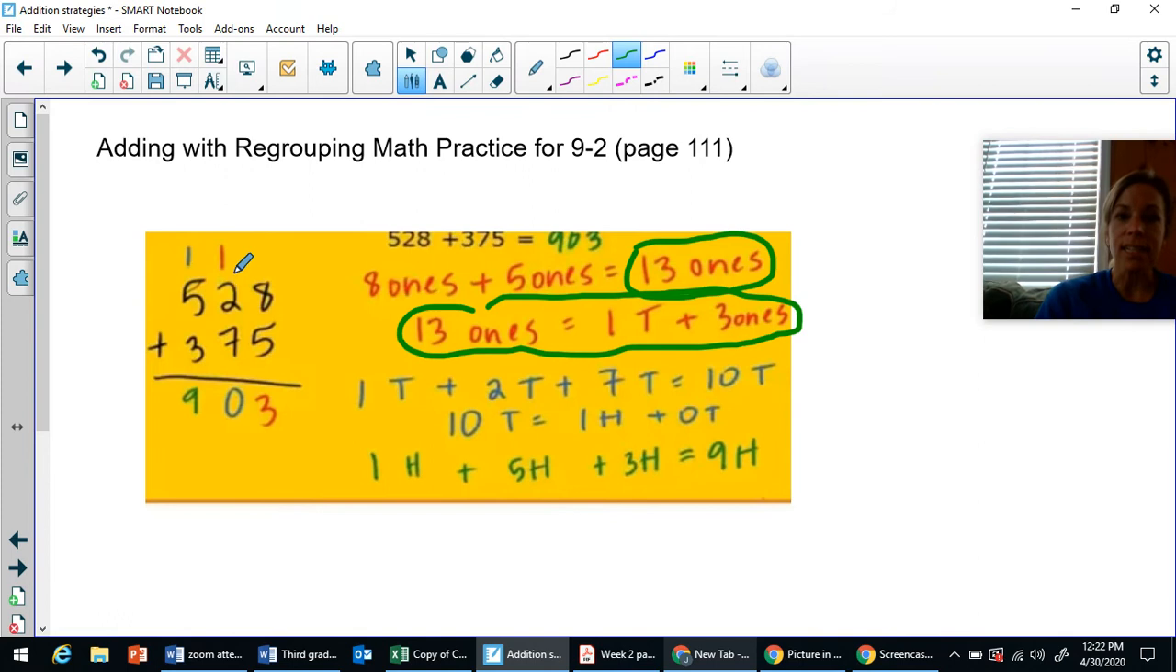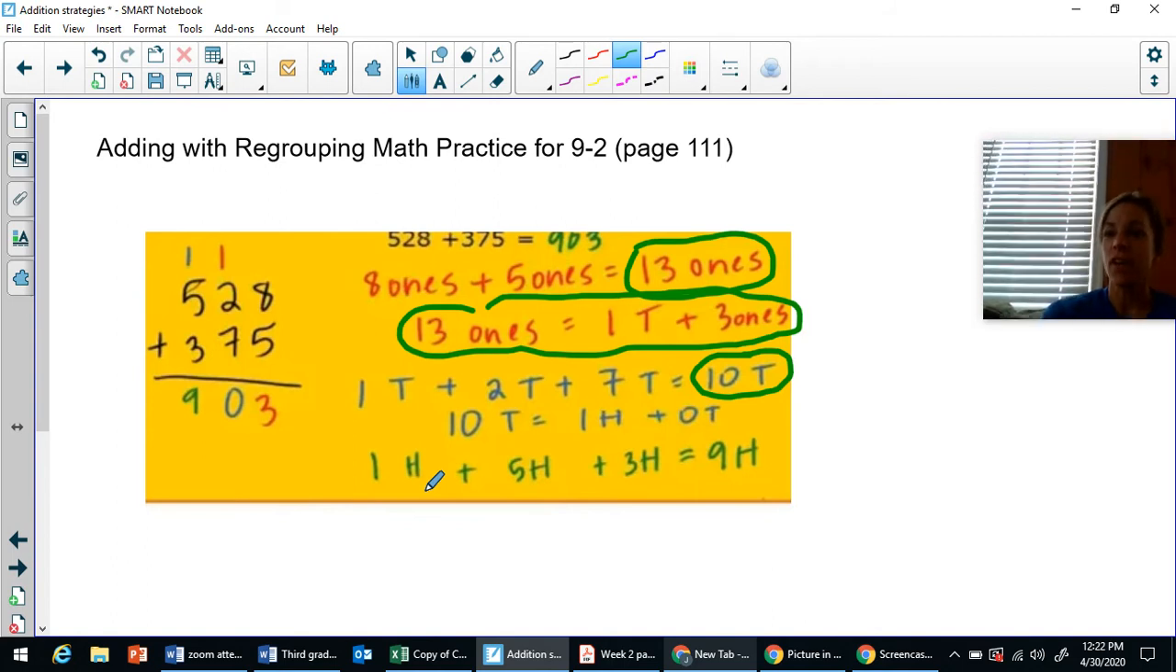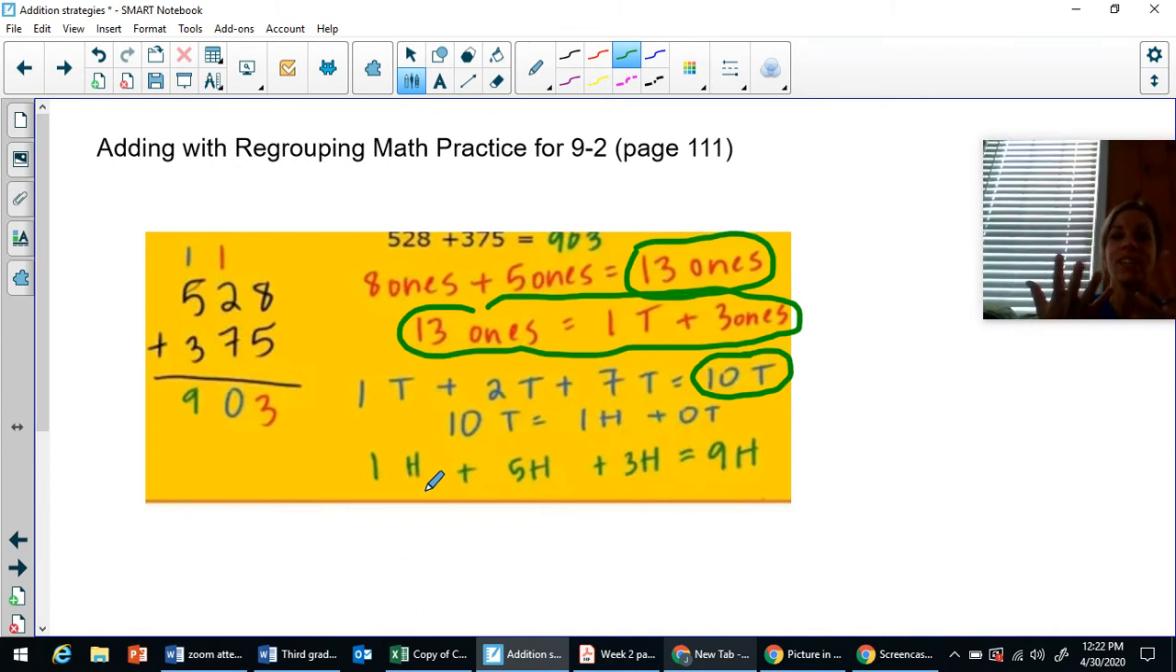So now I can add these up, just as shown here in the blue or that purplish color. I have 1 ten, that one that I moved over, 2 tens, 7 tens equals 10 tens. But once again, I can't put 10 tens under here. So really, 10 tens is the same as 100 and 0 tens. And if you don't believe me, watch this. If I count by 10 times, 10, 20, 30, 40, 50, 60, 70, 80, 90, 100. So it's the same thing.